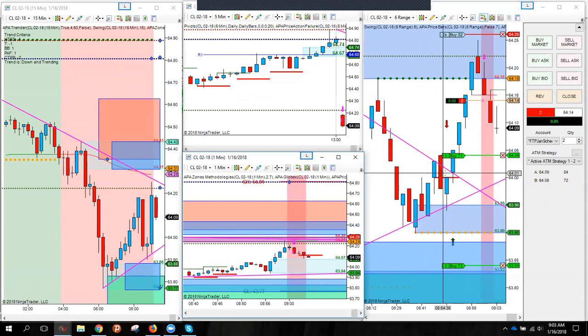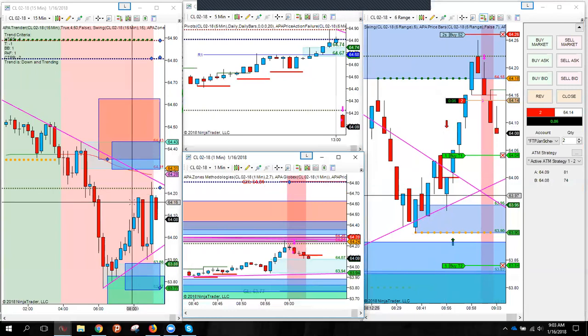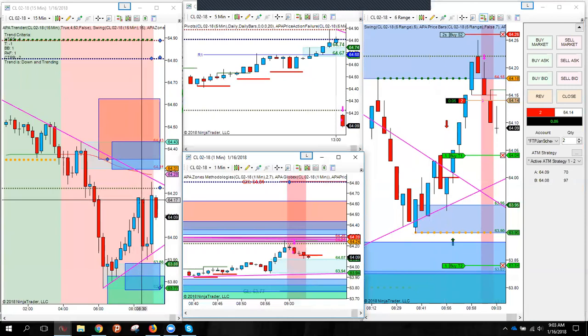Sometimes the toughest part is waiting for your target to be reached because it feels like it's teasing you. It looks like price couldn't maintain closing and staying above 64.17, above this red candle's high.